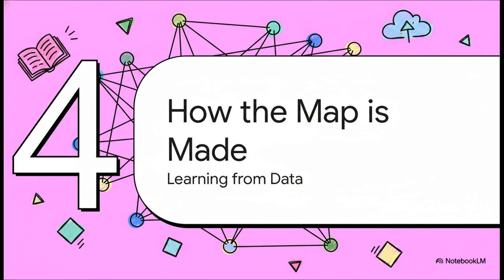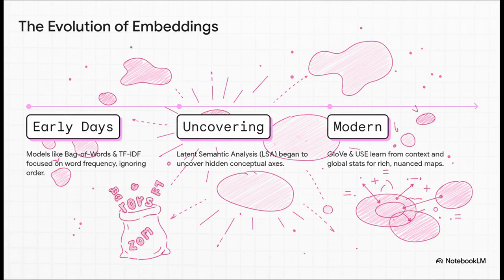Now, you might be wondering, okay, who actually builds these incredible maps? It's not like someone is drawing them by hand. No, they're learned by AI models that go out and analyze massive, and I mean massive, amounts of text. And the techniques for doing this have gotten way more sophisticated over time. The early methods were pretty simple. They basically just counted how often words appeared next to each other, almost like tossing all the words in a book into a big bag and ignoring the sentence structure. Then, later techniques got a bit smarter and started to find hidden themes. But today's models? Whoa, they're on another level entirely. They learn by analyzing how words are used in context across billions of sentences, letting them build these incredibly rich and nuanced maps of meaning.